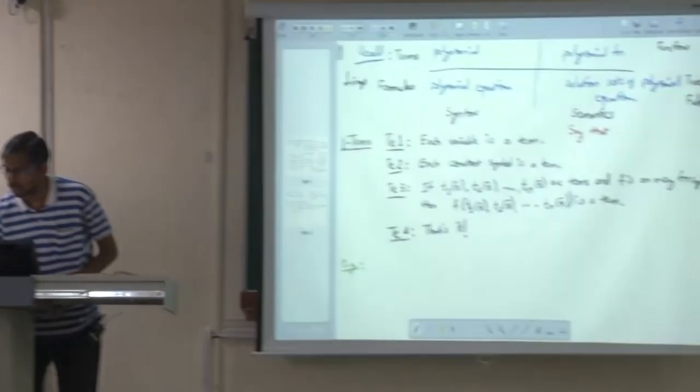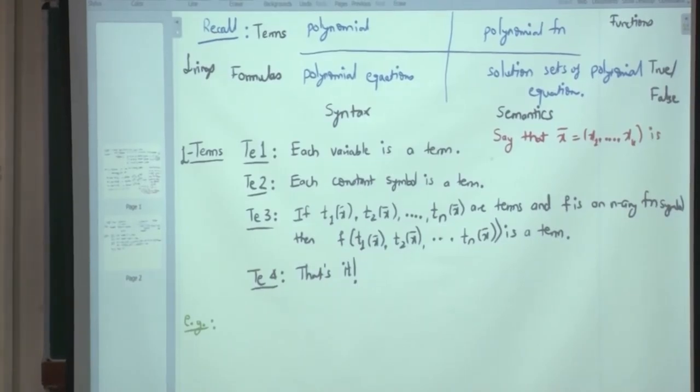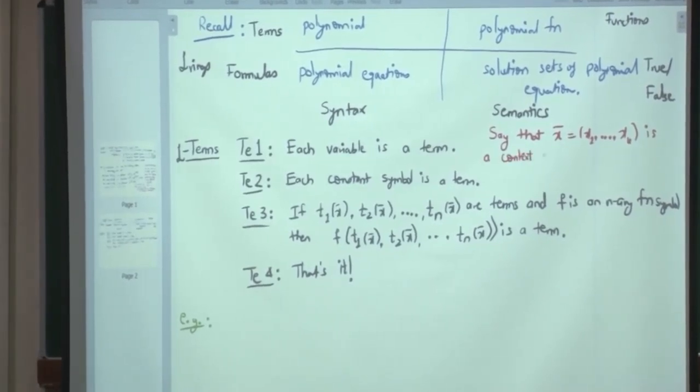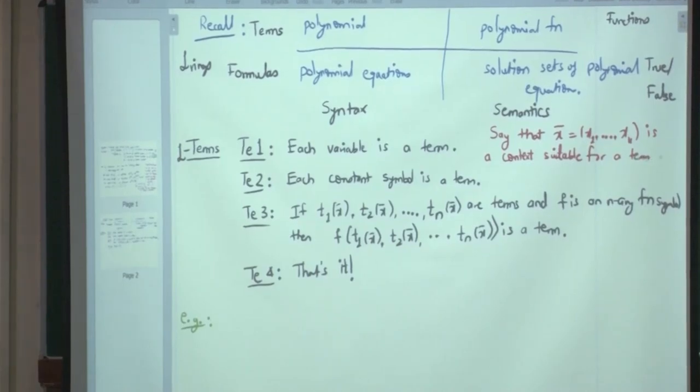So, perhaps I should write this. We say that x bar equal to x1, x2, up to xk is a context suitable for a term T if the set of variables appearing in T are amongst x1, x2 up to xk.